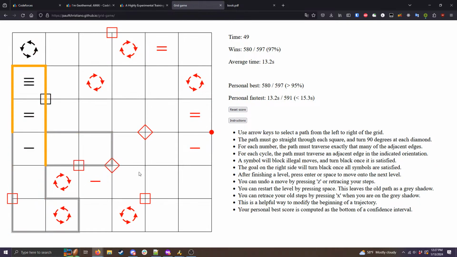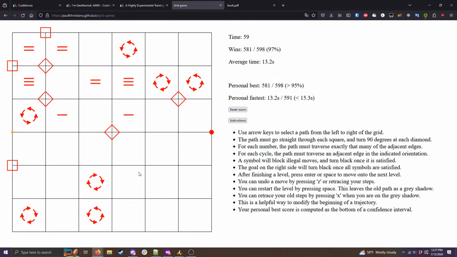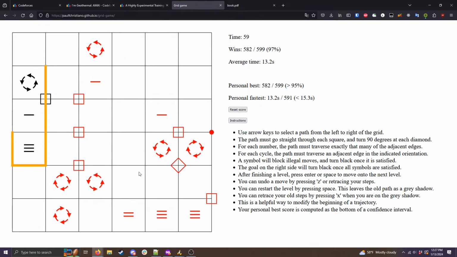No, I think I had it right the first time. Well, oh, this is it. Okay. There we go. Okay, this is an interesting setup. Just gotta go back and hit that diamond. There we go. And we're good. Ooh, that's satisfying. That was a fun one.